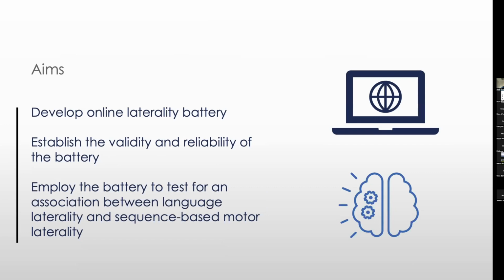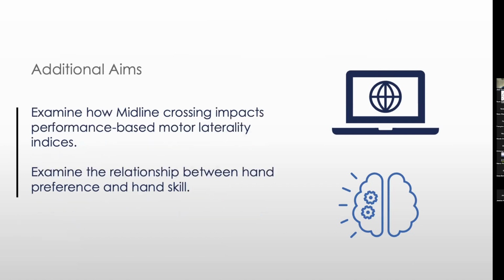So in the current study, we aim to develop a battery that can measure sequence-based motor laterality and language laterality online, and to establish the reliability and validity of these measures. And then we use the battery to test for an association in a large sample. We also had a couple of additional aims, which I'll touch on briefly today, and they were to look at how midline crossing impacts the performance of each hand, and also look at the relationship between hand preference and hand skill.